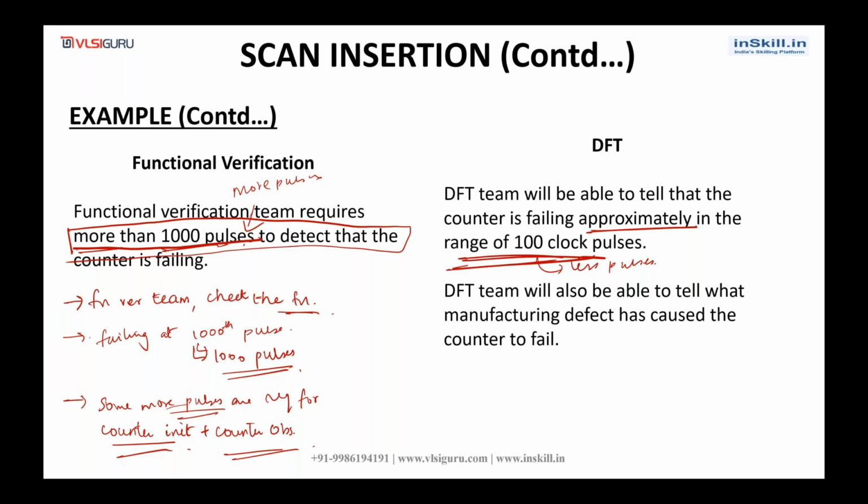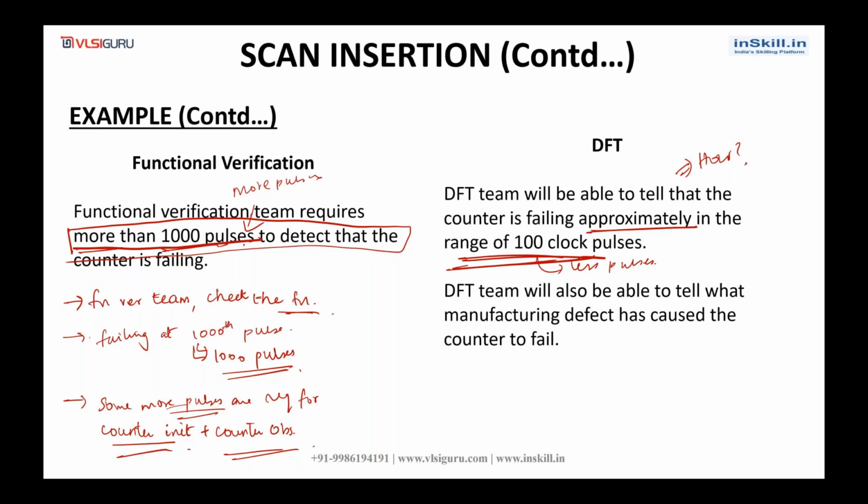So how are DFT engineers able to tell that the counter is failing in the range of 100 clock pulses itself? That will be discussed during the original course. In order to understand this, you first have to understand what a scan cell is, how a scan cell operates, what a scan chain is, and how the scan chain operates. Then you will understand how we can tell that the counter is failing in approximately 100 clock pulses.